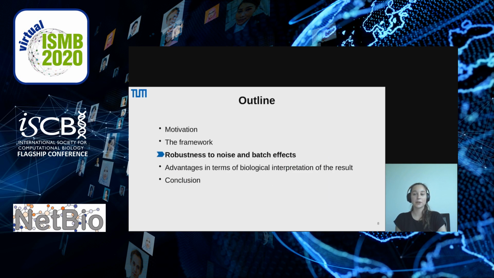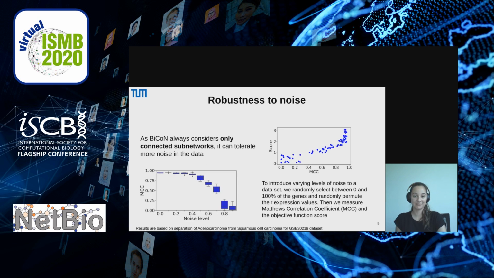Let's see now how this approach leads to computational advantages that BiCoN has. Here we wanted to introduce varying levels of noise to a lung cancer dataset. We randomly selected between 0 and 90% of the genes and permuted the expression values. The left figure shows that the algorithm is able to recapture the cancer subtypes almost perfectly up to a noise level of 50%. The right figure shows a strong positive correlation between the objective function scores and Matthews correlation coefficient, which confirms that the objective function is high when cancer subtypes are well separated. The network integration forces BiCoN to select functionally connected genes even when the signal is disturbed by noise.